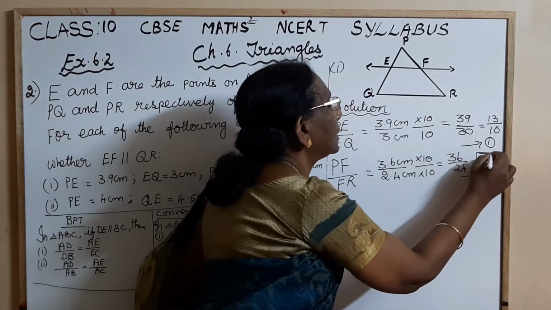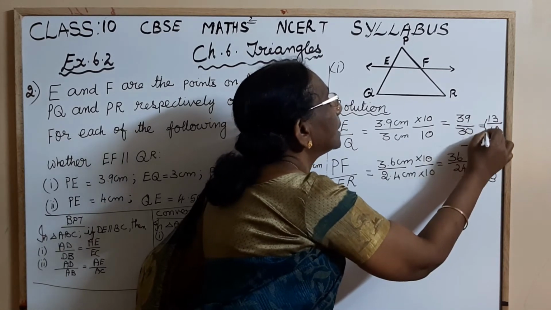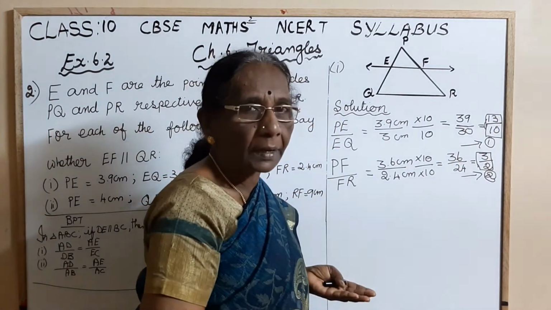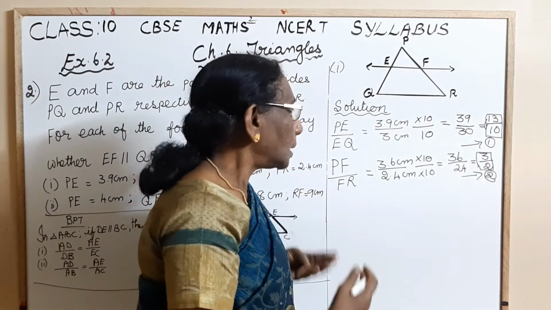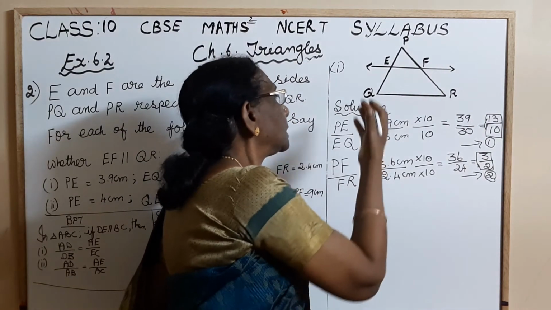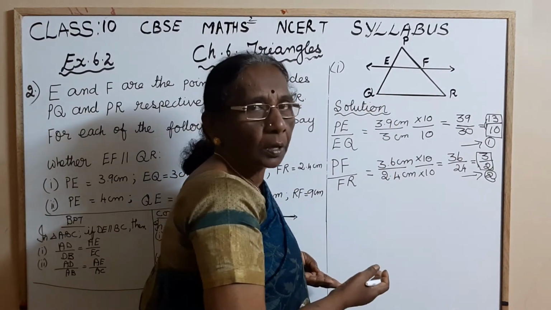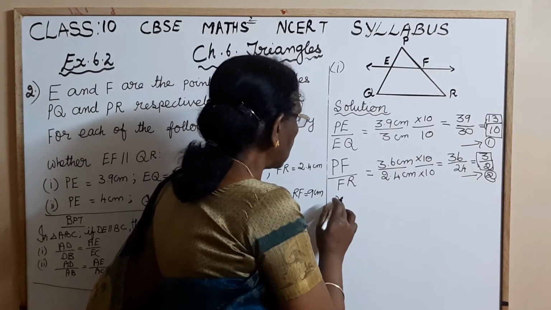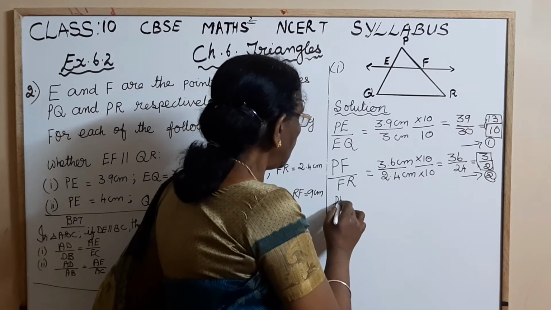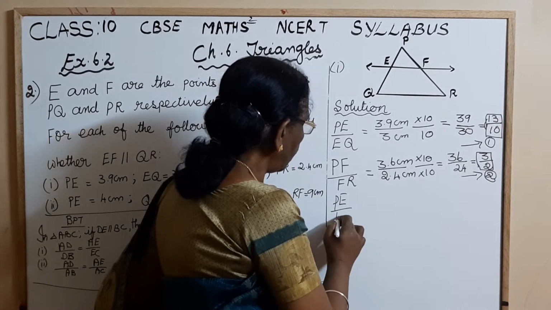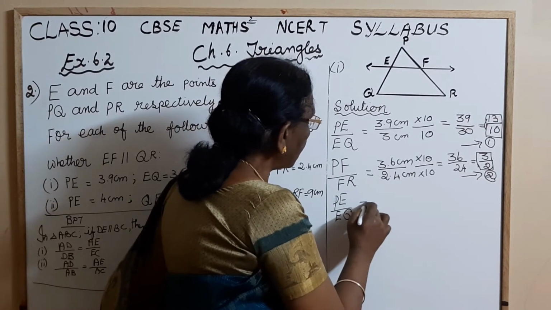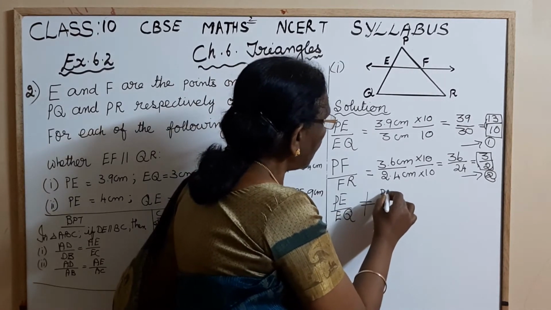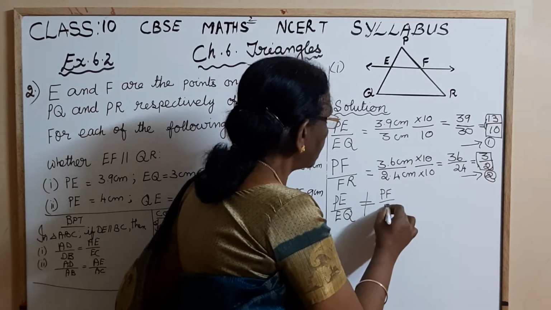Are they equal? Since the ratios are not equal, that means the sides are not divided in the same ratio. Therefore, this EF is not parallel to QR. So you can write this: PE by EQ is not equal to PF by FR.